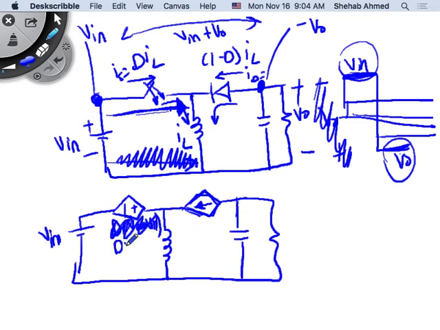D times V input minus V output. Yes, no? And this diode current will be 1 minus D times inductor current. Yes? No? We drew it for all three, so draw them again for all three. Whenever you see the diode, put the dependent current source.